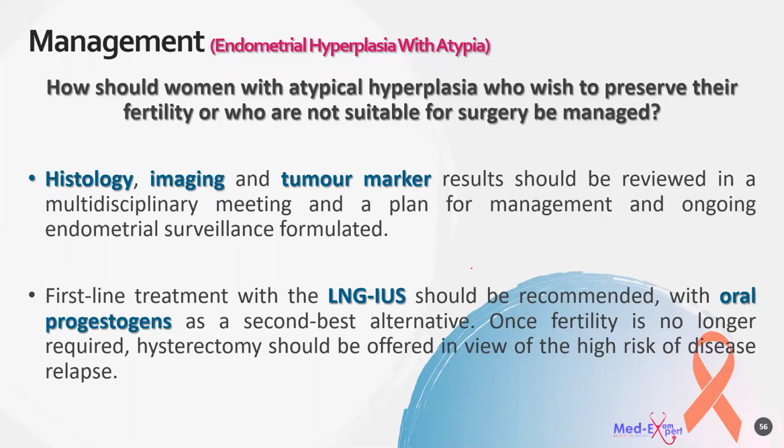That's the first line. We also give oral progestogen as a second best alternative, of course continuous oral progestogen. And that's very important: we are not going to give that treatment forever. Once fertility is no longer required, hysterectomy should be offered in view of the high risk of disease relapse. So that's a temporary treatment. This patient needs to preserve her fertility, she needs to get pregnant, so we are going to give her the treatment. Once fertility is no longer required, you should advise her to undergo hysterectomy.